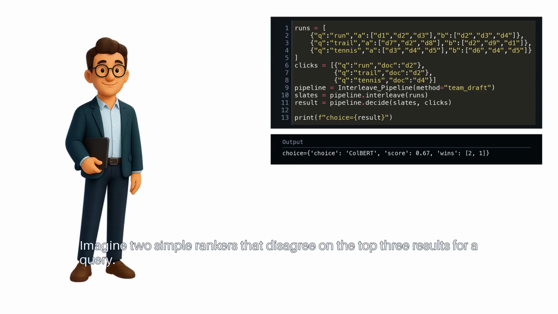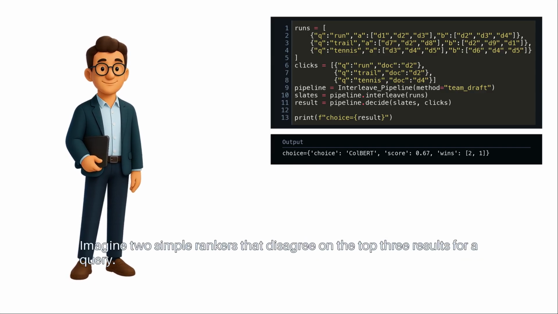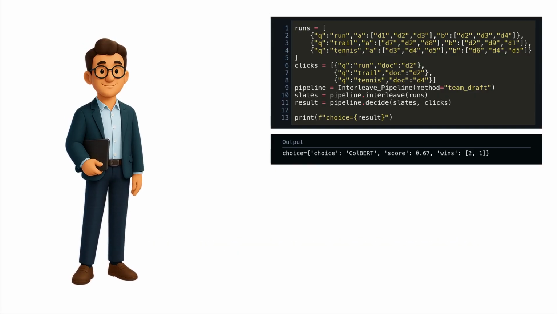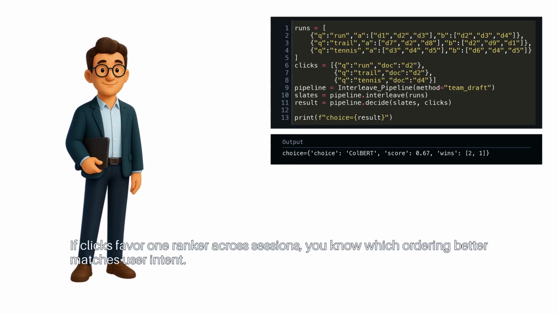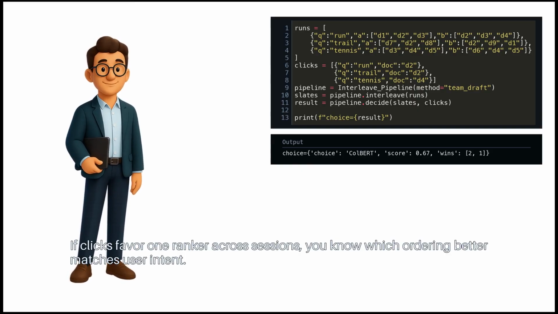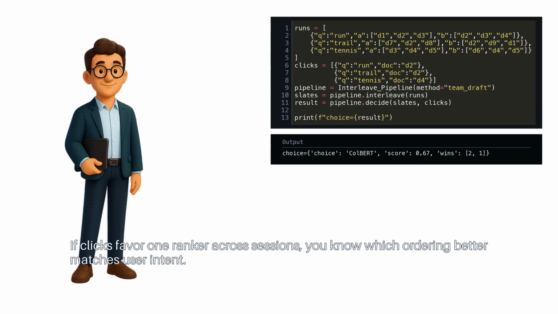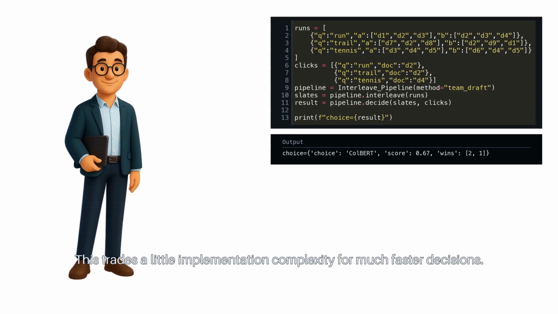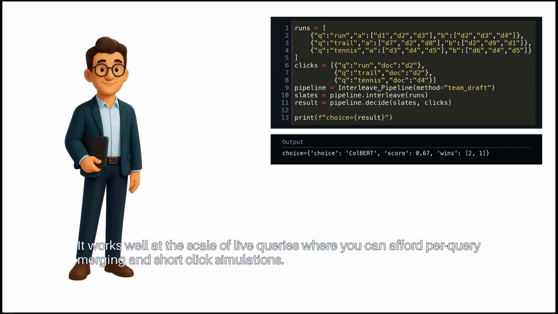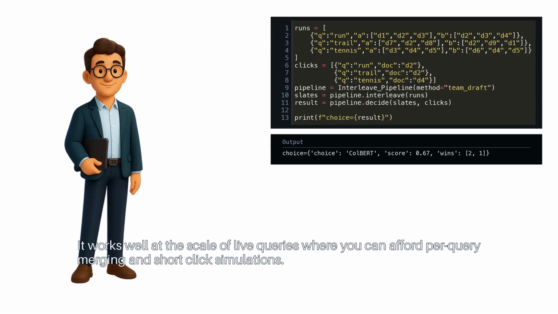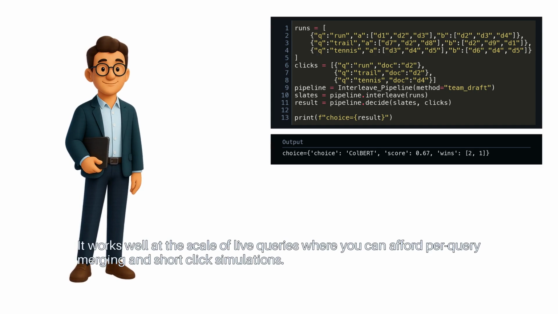Imagine two simple rankers that disagree on the top 3 results for a query. Interleaving will merge their picks into a fair combined slate. If clicks favor one ranker across sessions, you know which ordering better matches user intent. This trades a little implementation complexity for much faster decisions. It works well at the scale of live queries where you can afford per query merging and short click simulations.